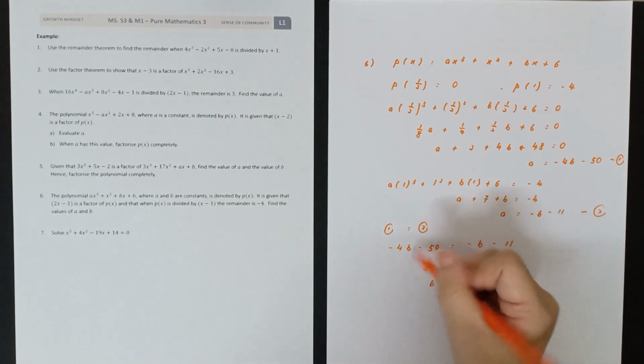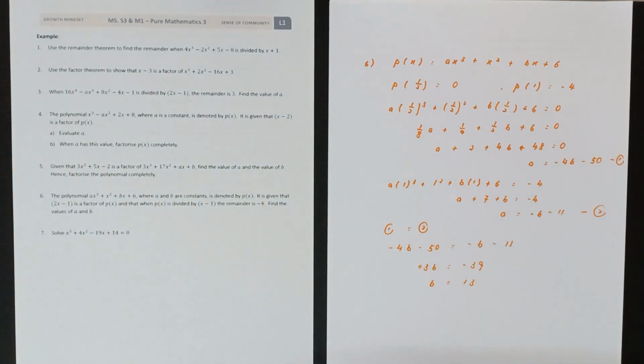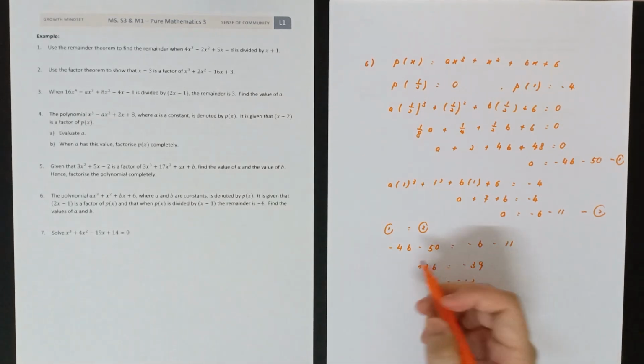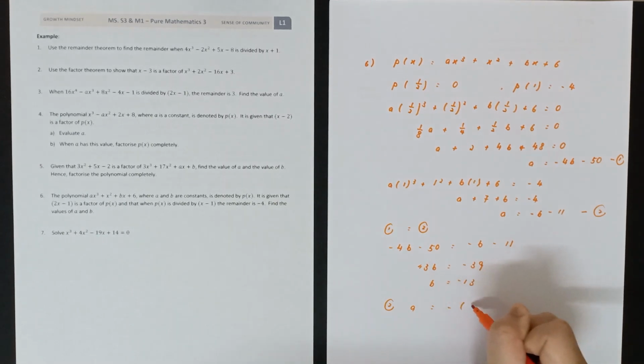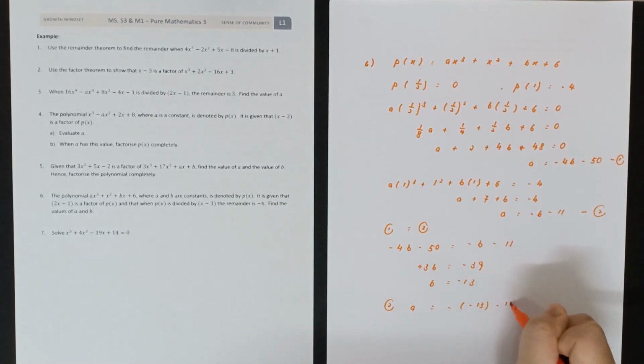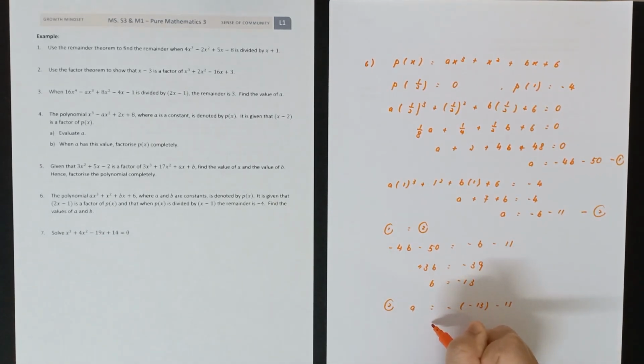Wait, positive. Okay, so negative 13. Alright, so the same thing, let's go to the second part, the b, the a. So negative 13 minus 11. So 13 minus 11 will give me 2. Okay, so for this question, a equals 2, b equals negative 13.